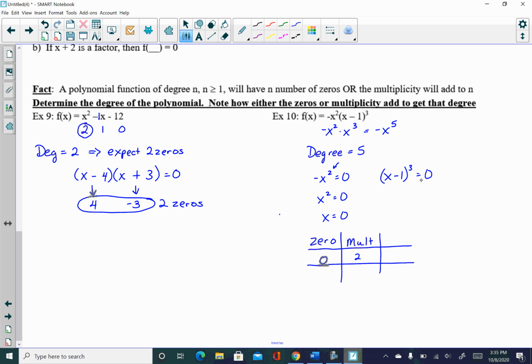So if you take x minus 1 equals 0, and again, I really don't need to worry about that 3, so I'm going to just erase it for now. I'm going to solve for x, so I'll just add 1 to both sides. So x equals positive 1. So now I have another 0 at positive 1. The exponent on that term, though, was a 3, so that means my multiplicity is 3. In this case, I have 2 zeros, but my multiplicity adds up to 5. Okay, so that's what this fact up here is telling you, that depending on what your degree is, your zeros are going to either add up to that number or your multiplicity will add up to that number. Okay. All right, let's flip it on over.